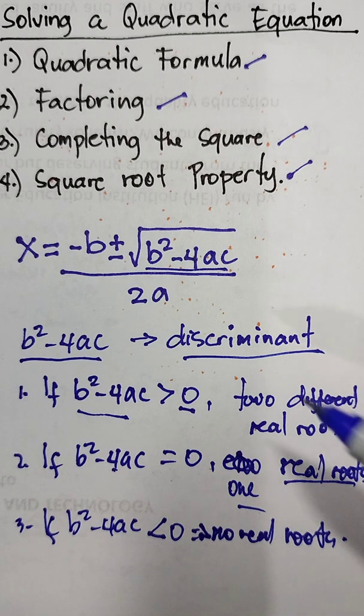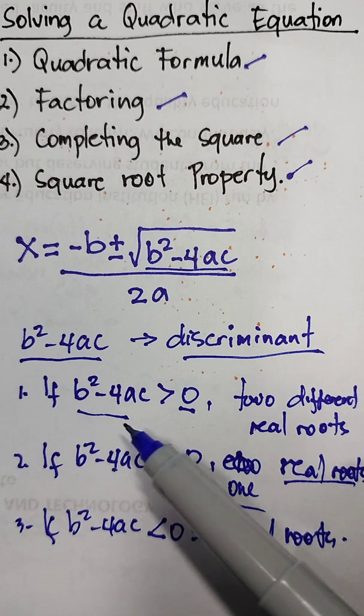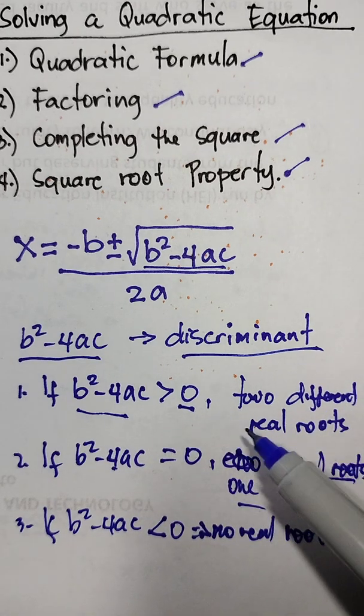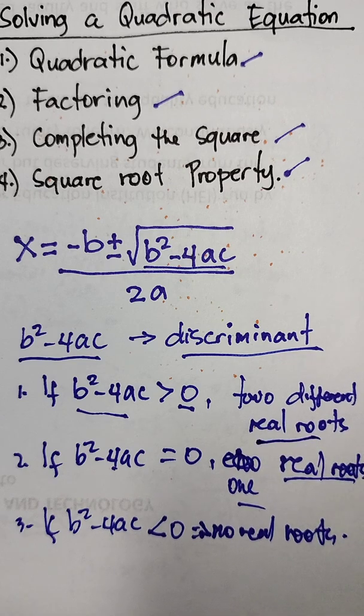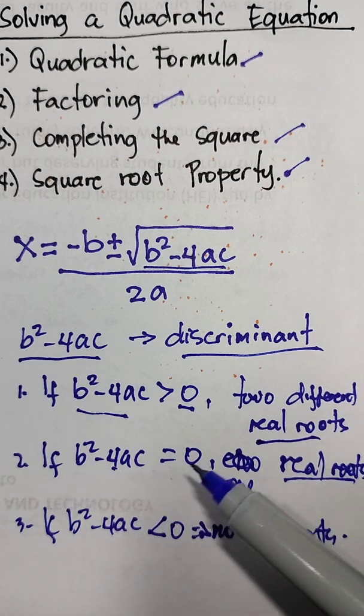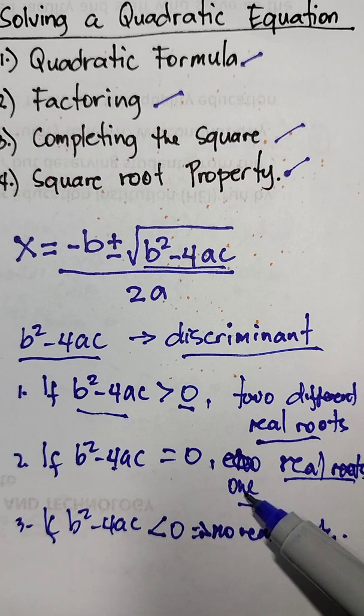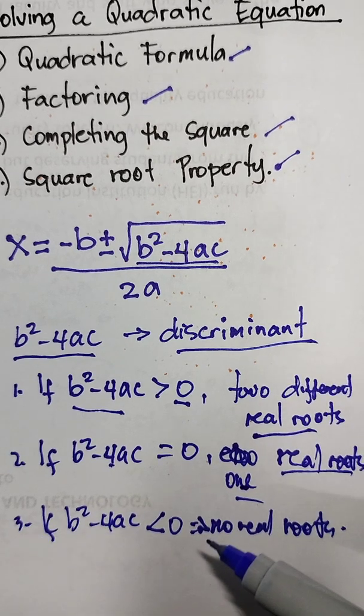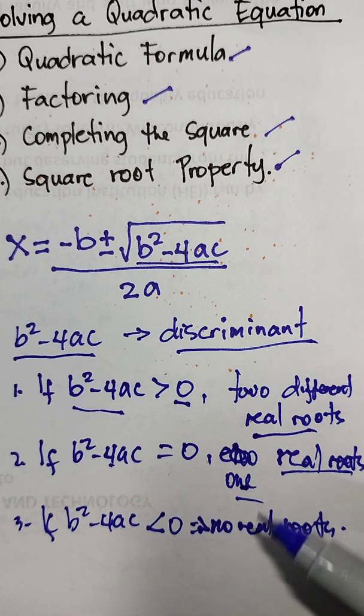Number 1, if the discriminant is greater than 0, there are two different real roots. If the discriminant is equal to 0, there is 1 real root. And if the discriminant is less than 0, there are no real roots.